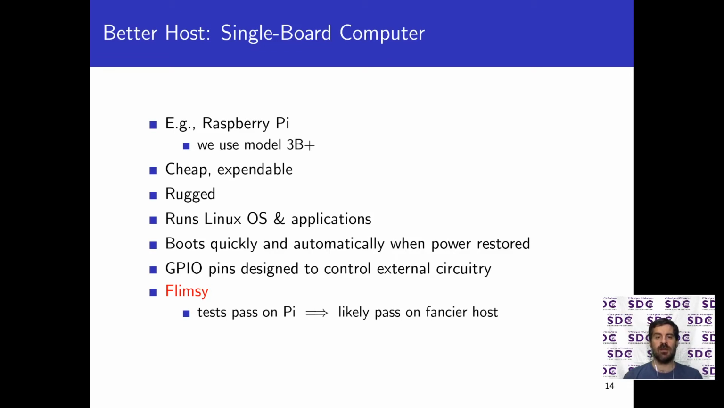The Raspberry Pi runs Linux and nearly all Linux applications, so it doesn't restrict our choice of software excessively. It has the right instincts for our purposes. It boots quickly and automatically when power is restored after a power outage. It has general-purpose input-output pins, namely GPIO pins, that are designed to control external circuitry from unprivileged software. And most importantly, the Pi is flimsy. If application software and middleware pass power failure tests on a Pi, the same software will likely pass similar tests on fancier hardware.